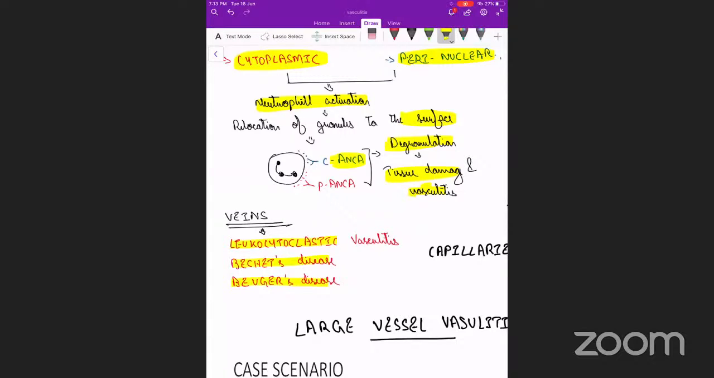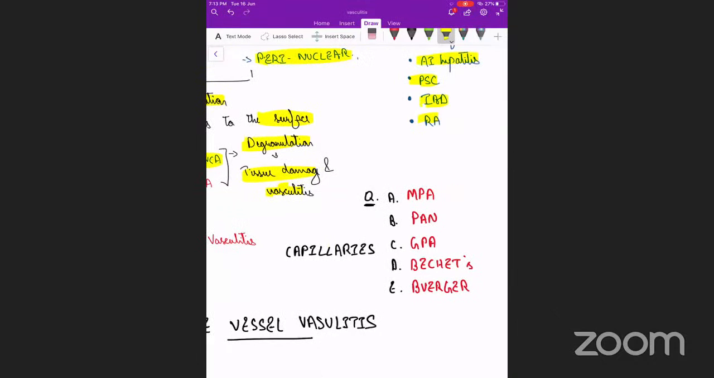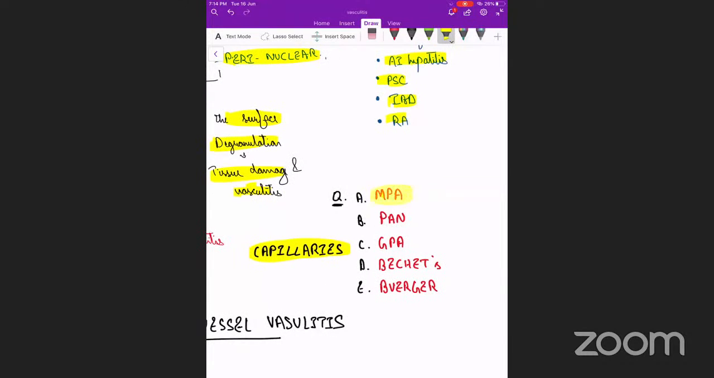Okay, very important. In the same way, which of the following involves capillaries? Can you guys answer? Multiple answers can be correct in this. Anyone with the answer? Okay. Yes, correct. Microscopic polyangiitis is correct. What else? Okay, Kedar Nath says it's PAN and MPA. Anyone else would like to answer? This is accepted. Anything else? This as well is taken from Robbins, directly from the table. Yes, very good. It is Behçet's. Behçet's and microscopic polyangiitis. Okay.